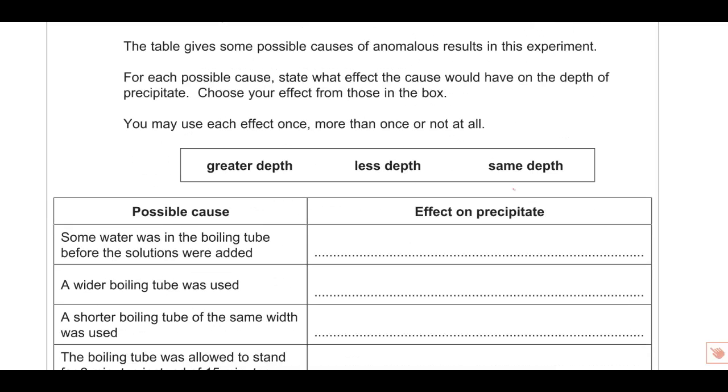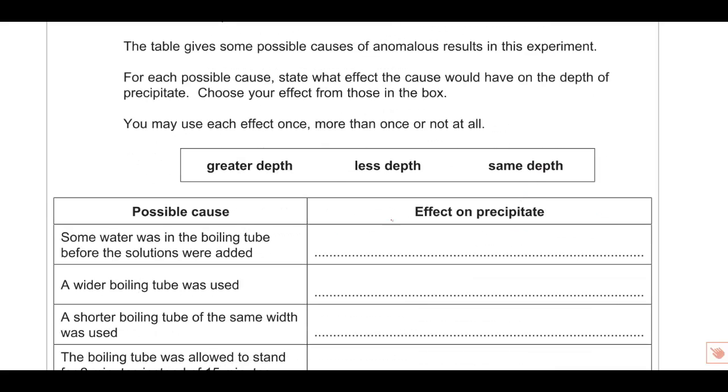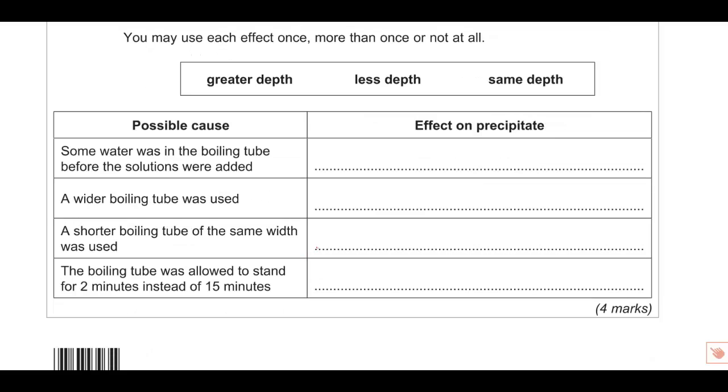There are some possible causes of anomalous results in the experiment, and they're given in this table. So for each possible cause given in the table, basically state what the effect would be on the depth of the precipitate formed. So if we had some water in the boiling tube before the solutions were added, what would that do to the depth of precipitate? Well, nothing really, is it? So same depth, and that's because if there's more water in there, you're going to find there's more solution in it, but it's not going to affect the depth of precipitate at all.